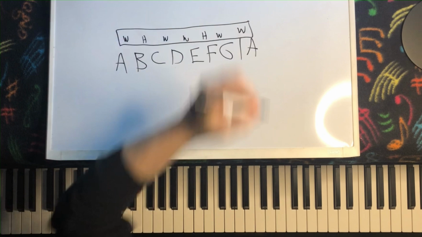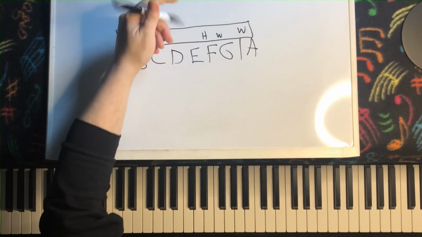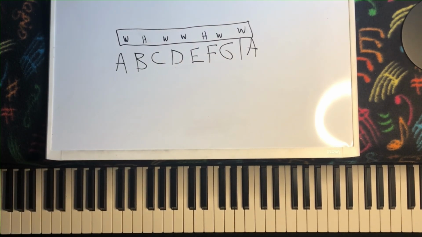So we get a new formula here. It's still all whole and half steps. It's just rearranged a little different than our major scale. So if you remember, our major was whole, whole, half, whole, whole, whole, half. This is whole, half, whole, whole, half, whole, whole. Ugh, that's a lot to keep track of, right? But it is true that if I take this pattern and apply it anywhere else on the keyboard, I will get a natural minor scale.